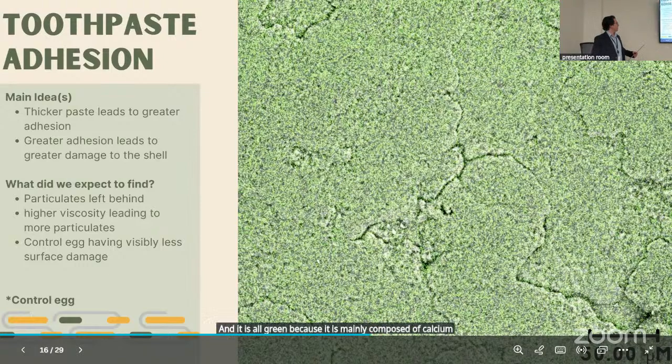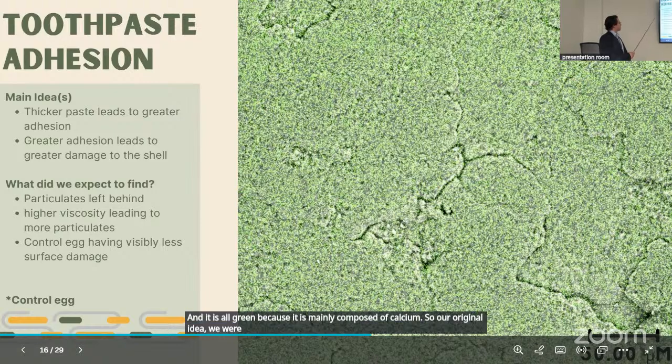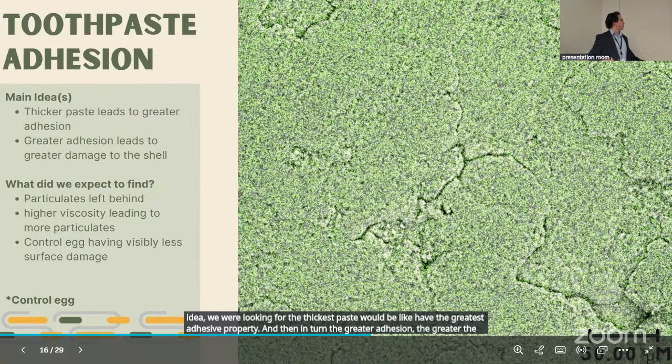So our original idea was that the thickest paste would have the greatest adhesive property. And in turn, the greater the adhesion, the greater the damage to the eggshell. So the more it sticks to the egg when you're brushing, the more it would theoretically abrade the surface.